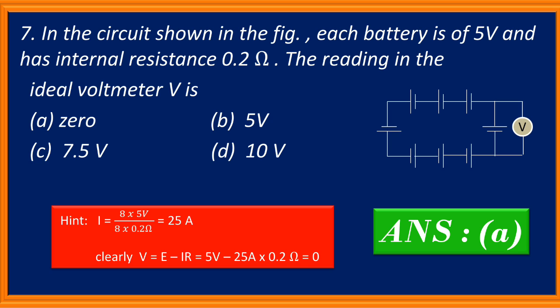First of all we find the current, which is 25 ampere, and V equal to E minus Ir. Here E is 5 volt and the product of I into r is 25 into 0.2. Now the ideal voltmeter gives the reading as 0. So option A is the right answer.